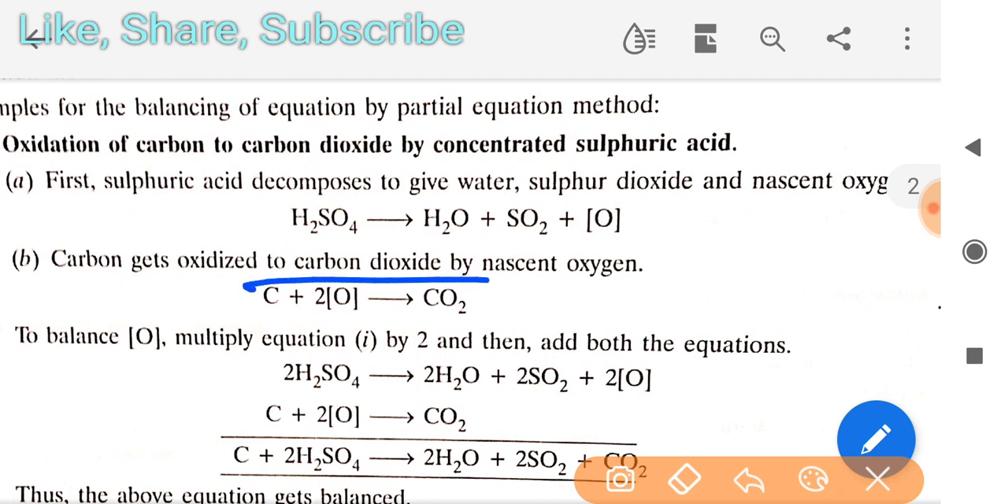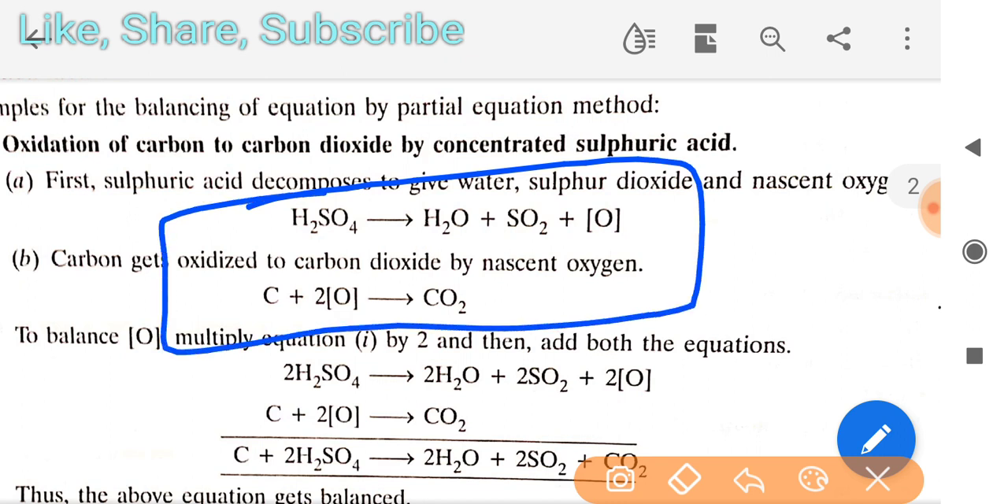So if you see C plus 2O, it forms CO2. Carbon getting oxidized means oxygen is added to it. C plus 2O: two nascent oxygens combine with one atom of carbon, so it forms CO2. So we wrote it as equation second. Now see carefully these two equations, first and second.